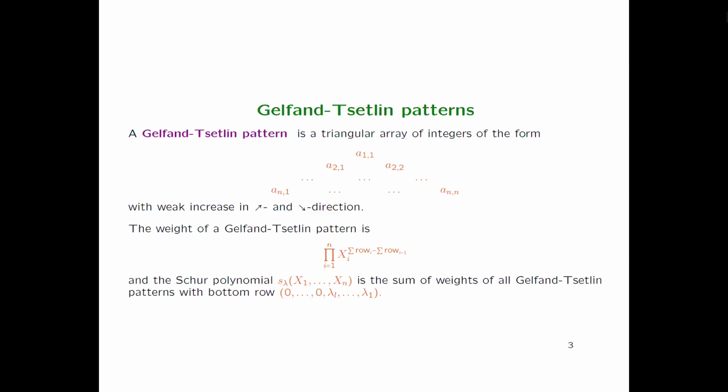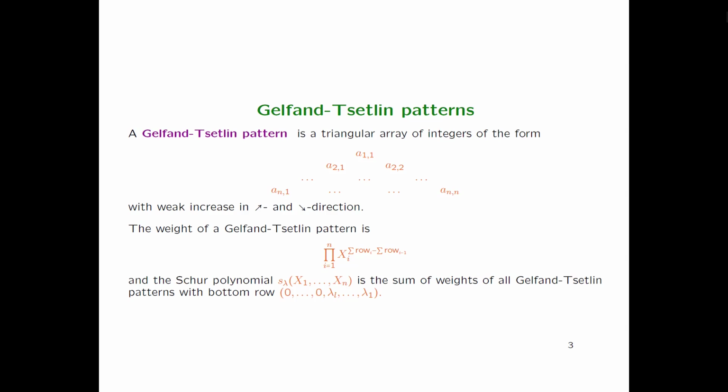Okay, so let me start with Gelfand-Tsetlin patterns. Gelfand-Tsetlin patterns are a combinatorial model for Schur polynomials. So what is a Gelfand-Tsetlin pattern? It's very simple. A Gelfand-Tsetlin pattern is always a triangular array. It's of the shape as you can see here. We have weak increase along this direction and along this direction for all the diagonals.